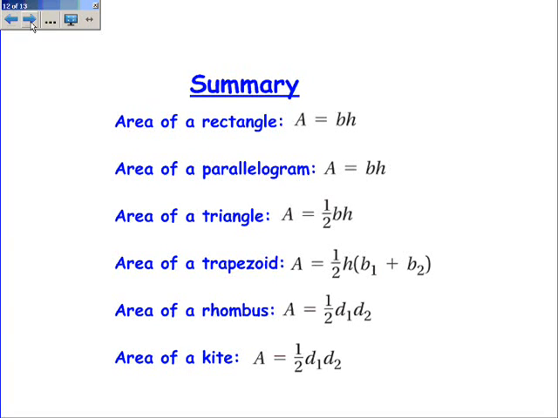Okay, in summary, the area of a rectangle is the base times the height, just like the area of a parallelogram, which is base times height. Okay, the area of a triangle is 1/2 base times height. The area of a trapezoid is 1/2 the height times the sum of the bases, or the way I think of it as the average of the bases times the height. And the area of a rhombus is 1/2 diagonal 1 times diagonal 2, and the area of a kite is 1/2 the diagonal 1 times diagonal 2.